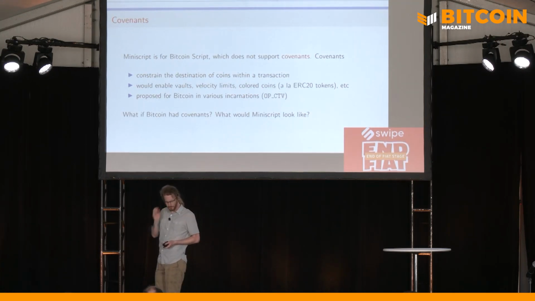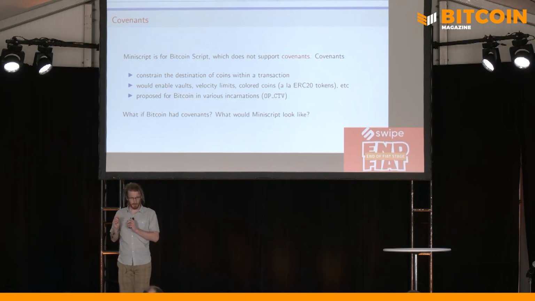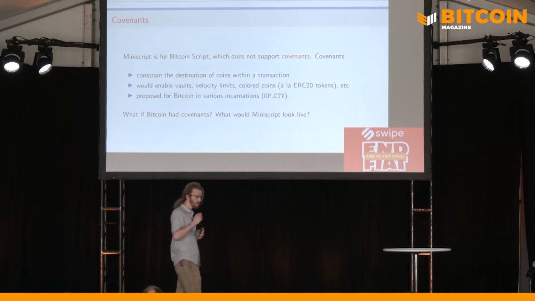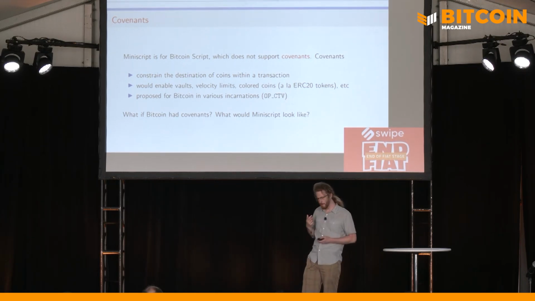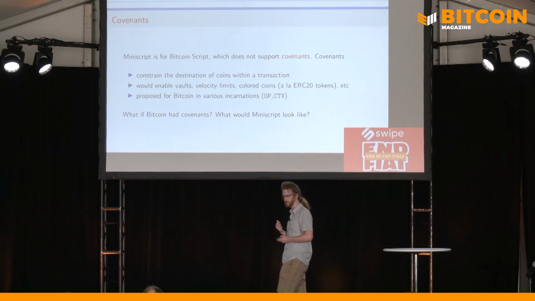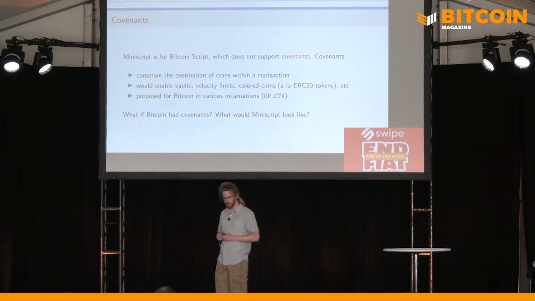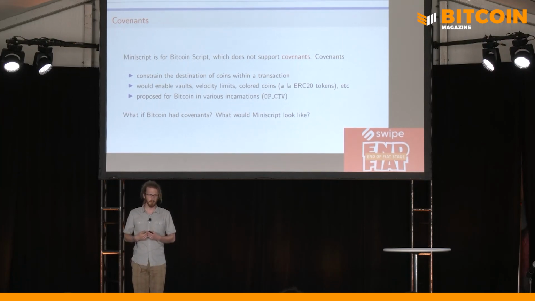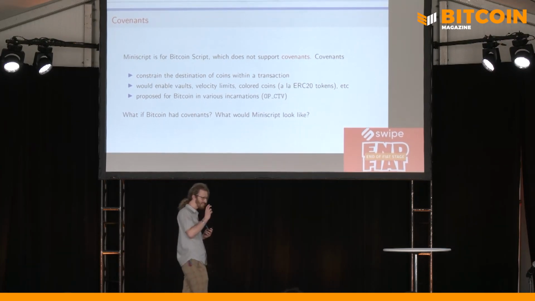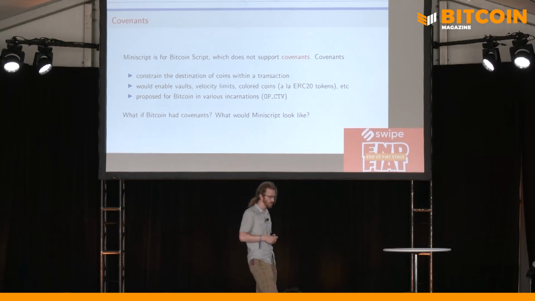So I'm going to move away from Bitcoin, although hopefully not too far. Maybe I'm going to move to Bitcoin in the future, in 2 or 3 years. And I'm going to talk about something called covenants. Okay, so I'm kind of changing subjects here a little bit. So covenants are a proposal to extend Bitcoin script, to allow it to constrain the destination of coins within a transaction. And what do I mean by that?